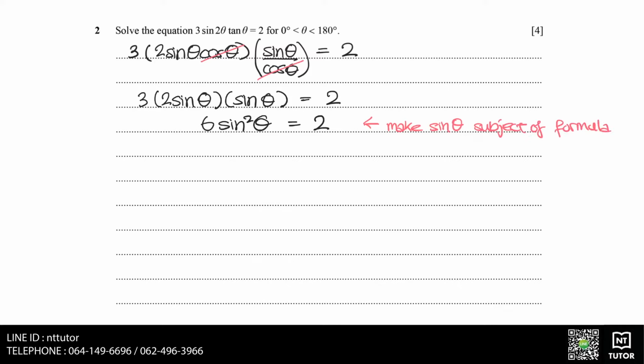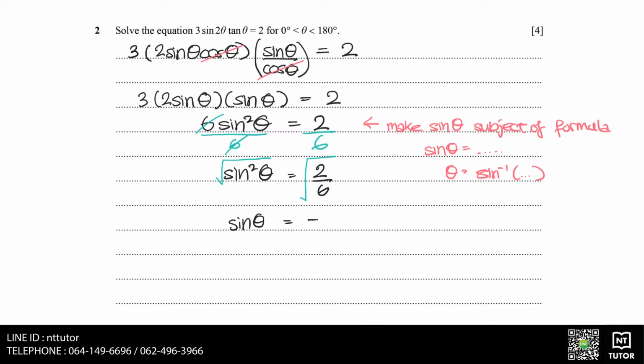And we do this so that once we have sine theta as the subject of the formula, we can find theta by just doing inverse sine. Once we have sine squared theta equals 2 over 6, to make sine theta the subject of the formula, we need to square root both sides. And don't forget that whenever you square root, the positive answer works and the negative answer works as well. So we have sine theta equals plus and minus the square root of 1 over 3.